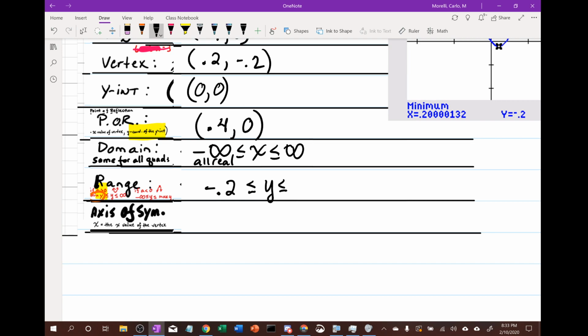So part of your answer was correct. So what is it? Is it negative infinity or positive infinity? Positive infinity. Good job. Okay, what's the axis of symmetry? X equals the x value of the vertex. 0.2. We're done.